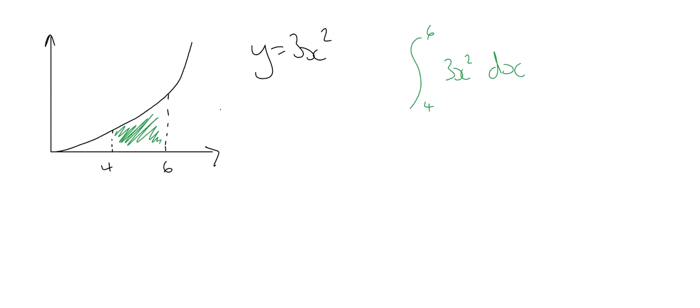Integrate it. So what do I get? x cubed plus c. Do we need to do that when we're doing definite integrals? No, we don't need to do that when we're doing definite integrals. So what we're going to do is 6 cubed minus 4 cubed. You substitute in the big one minus the small one. If you put all that together, you get 152.